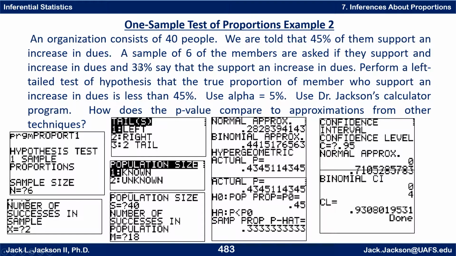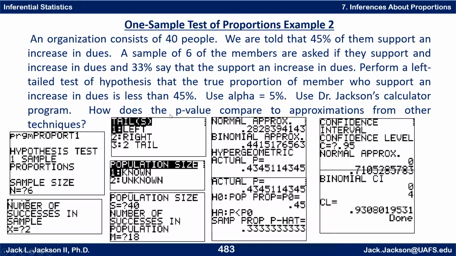We're seeing if that's, of course, 33% is less than 45, so we suspect the true value is less than that, so we're going to do a left-tailed test in this case. And it says "is less than" right there in the question, so that's how we know it's a left-tailed test. This time the population size is known, and so we enter it in. It's going to ask us the population size, so we put that in, population size of 40.